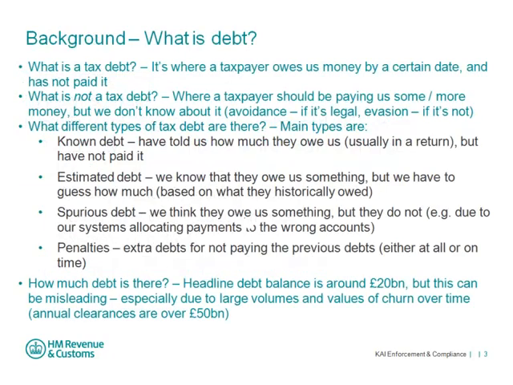So firstly, what actually is debt? First question, what is a tax debt? It's essentially where a taxpayer owes us money by a certain date and hasn't paid it. Seems simple enough, but also you need to consider what is not a tax debt. The most obvious thing here is where a taxpayer should be paying us some or more money than they are, but we don't know about it.